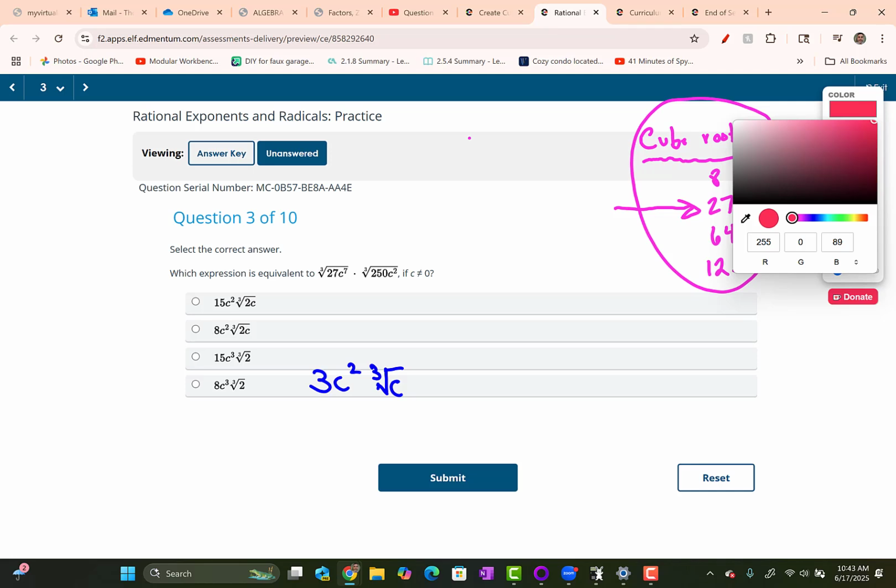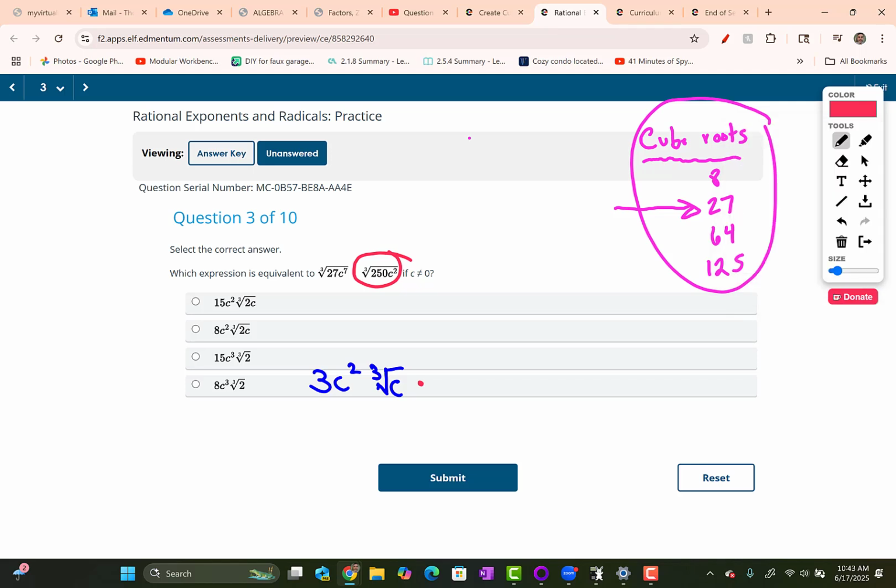Now we need to simplify the second part, the cube root of 250c squared. So 250 itself is not a perfect cube. However, it is divisible by 125. 125 multiplied by 2 gives us 250. So we're going to rewrite this as the cube root of 125 times the cube root of 2 times the cube root of c squared.